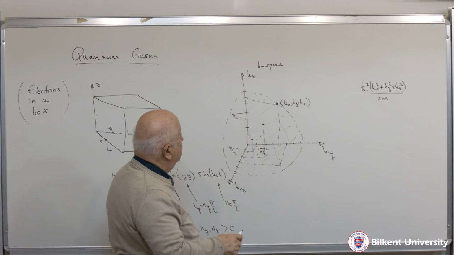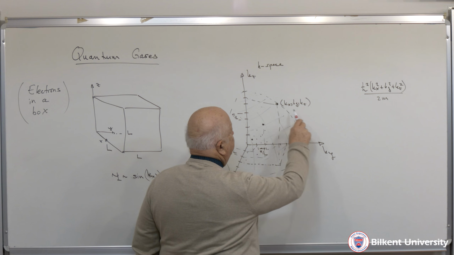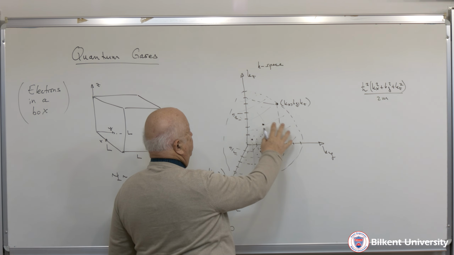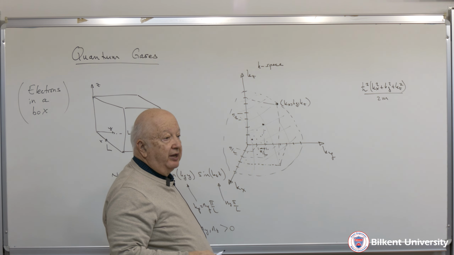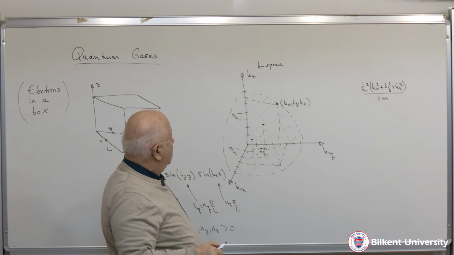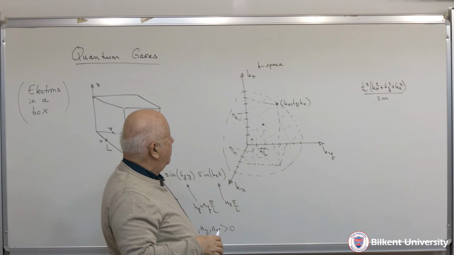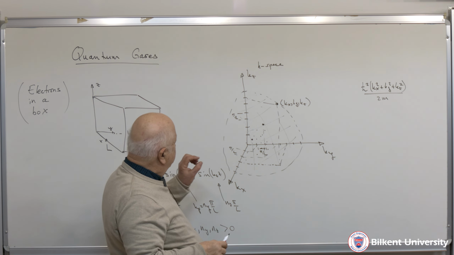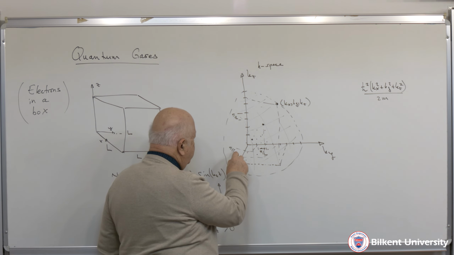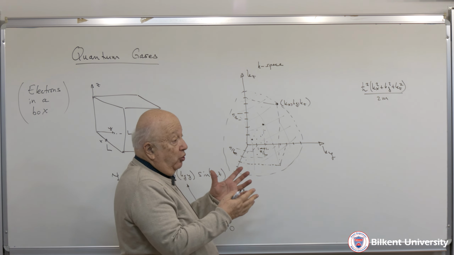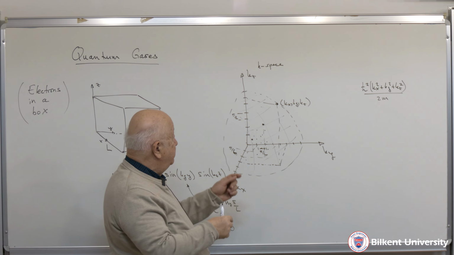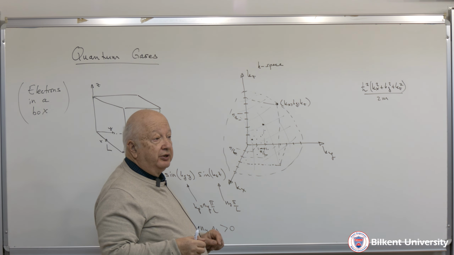So any point here that has all points that are on the spherical surface have the same energy. Now let me do some state counting. As we said, L is quite large. If it's small, then obviously you have something like a quantum dot, and you can look at each one of these states individually.